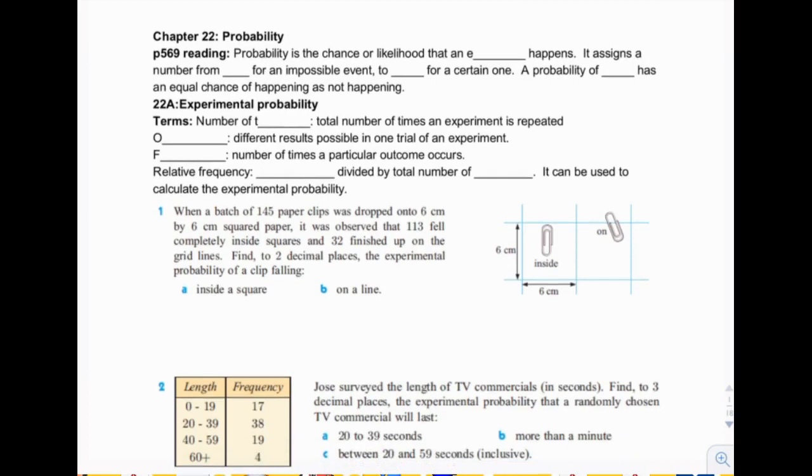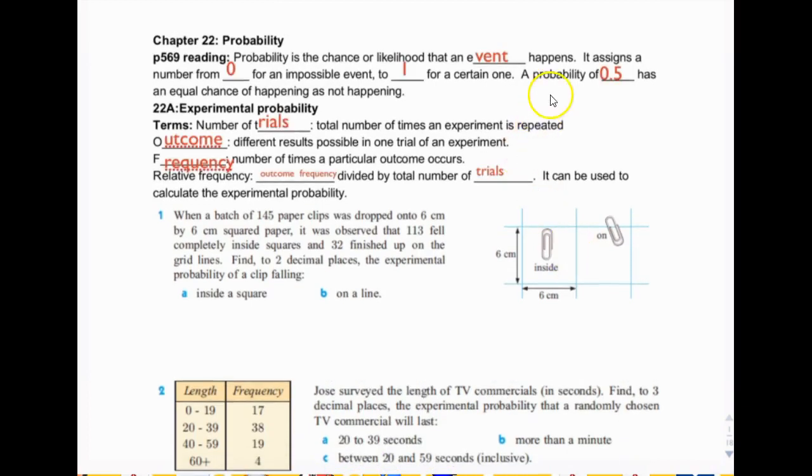Probability is the chance or likelihood that an event happens. It assigns a number from 0 for an impossible event to 1 for a certain one. A probability of 0.5 has an equal chance of happening as not happening. It's like a 50% chance of happening.